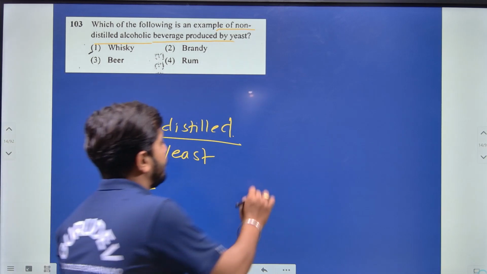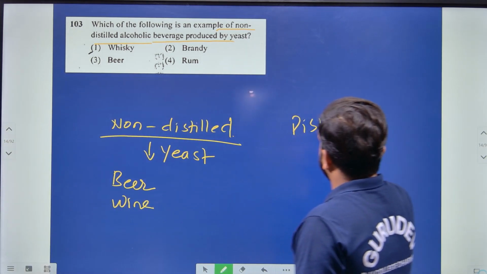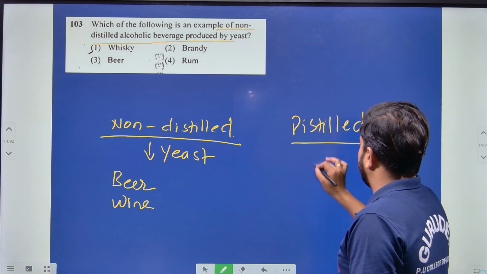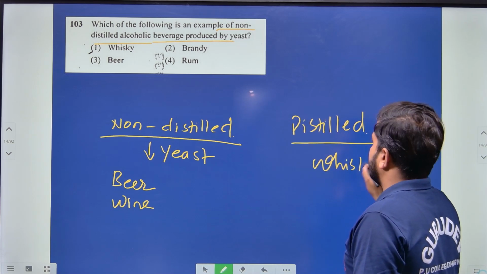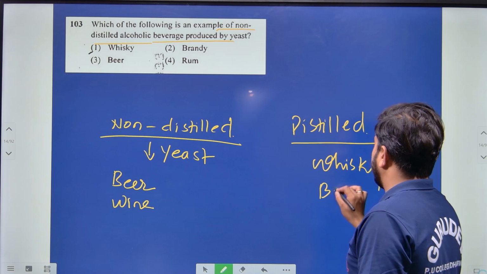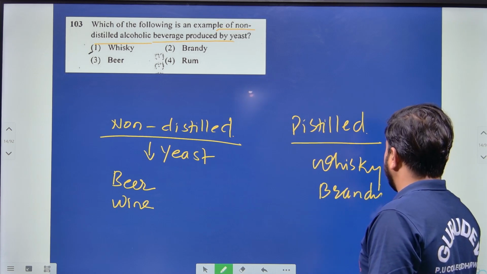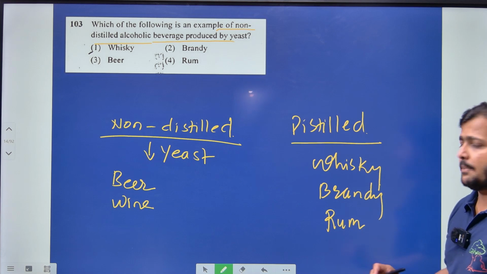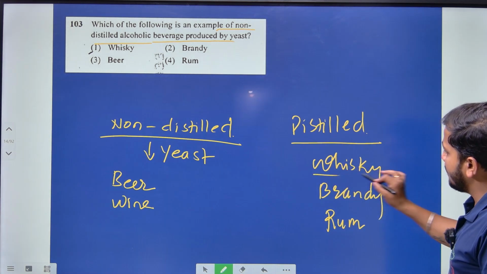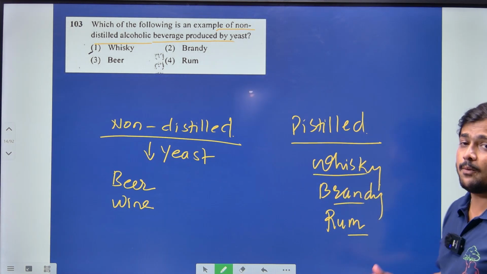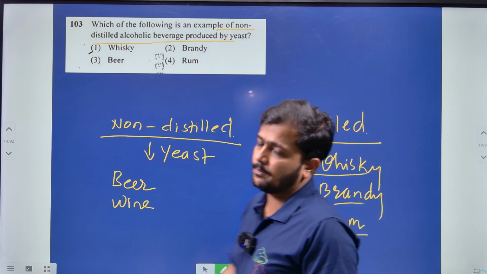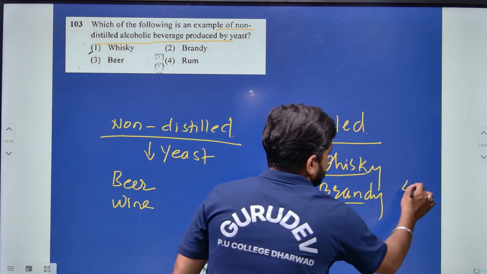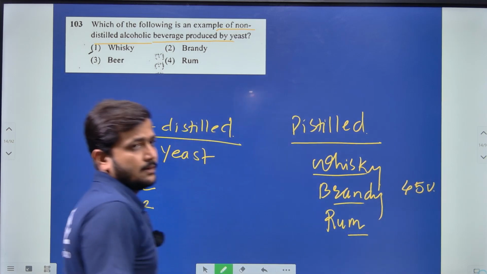But what are the distilled forms of beverages? They are nothing but whiskey, brandy, and even rum. Only why is distillation required? Percentage-wise, whiskey, brandy and rum will have a higher alcohol percentage, approximately 45% alcohol.